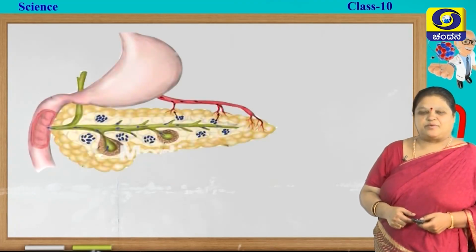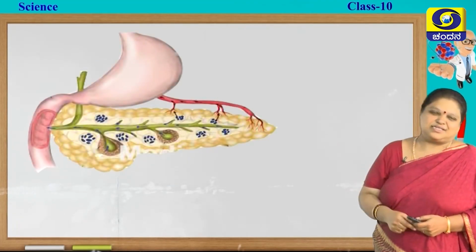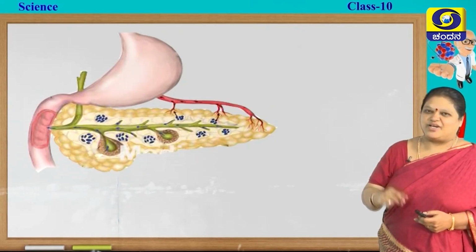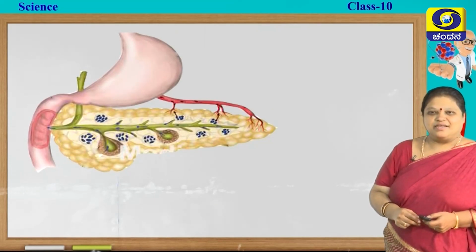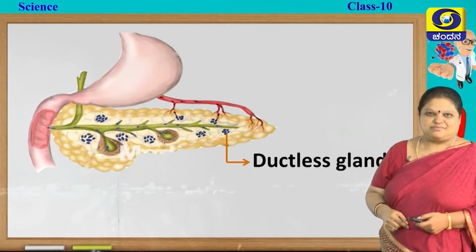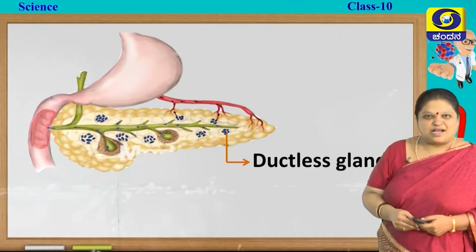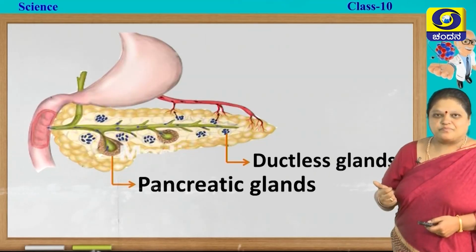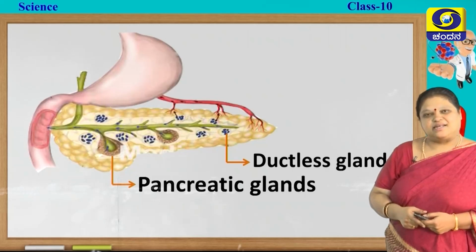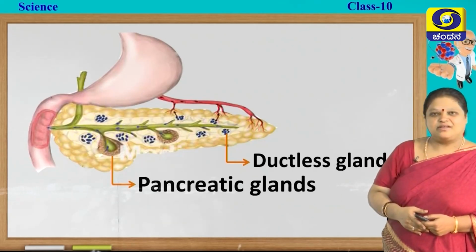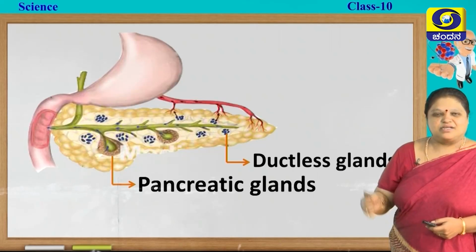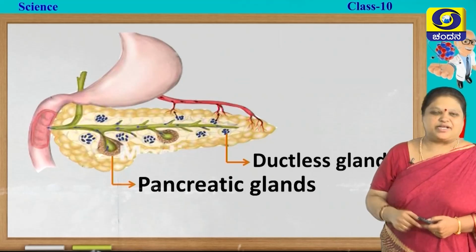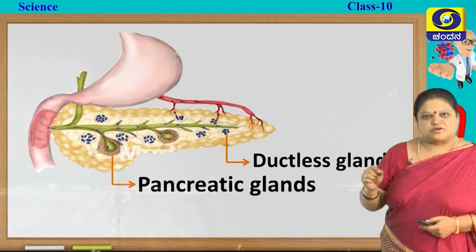So, next we will study another gland, that is the pancreas. Pancreas is a special gland, it is a dual gland, mixed gland. That means it has ductless glands, you call them islets of Langerhans. So, the ductless glands are present. You also find pancreatic glands, they help in secretion of several enzymes during digestion. These ductless glands, what do they do? They secrete a hormone called insulin, okay, and also glucagon.